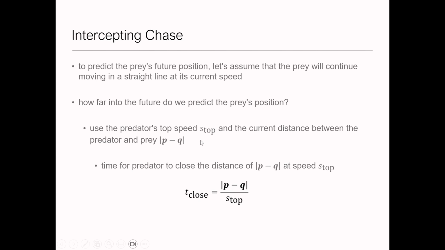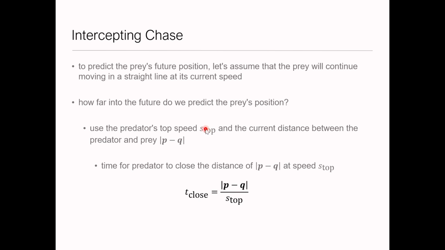So one way that you can do that: if you know how fast the predator can move, so you have its top speed, you can compute the current distance between the prey and predator. So P is the prey's location, Q is the predator's location. What is the distance between them? Well, take P minus Q and take its length. P minus Q is just a vector. Take the length of the vector. That's the distance between the two points.